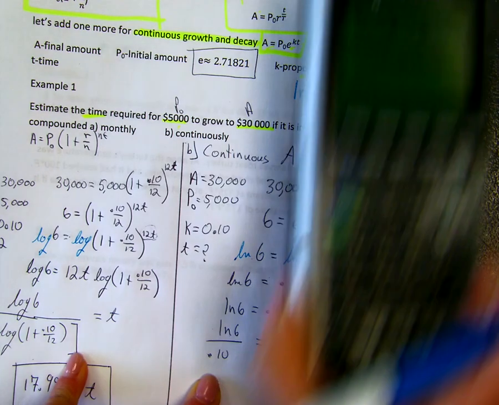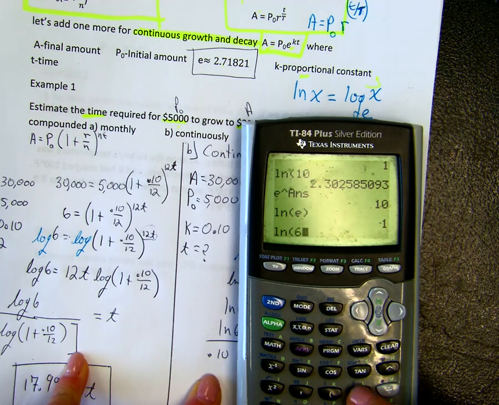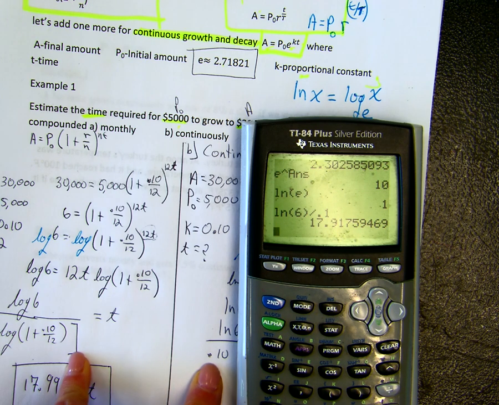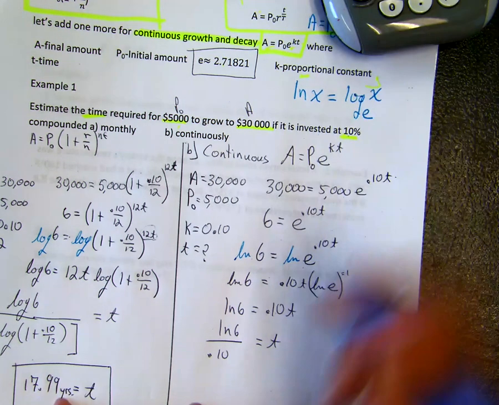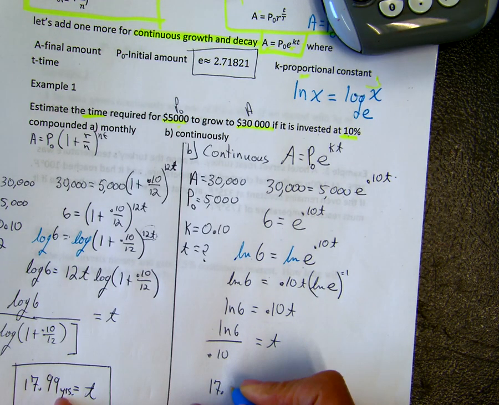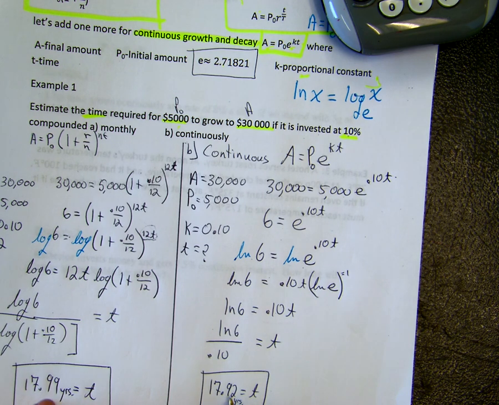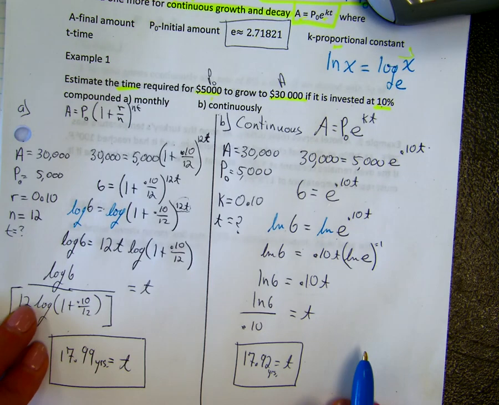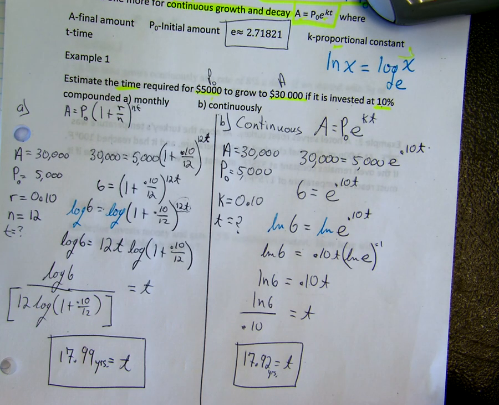So plug that in your calculator. ln 6, close the brackets, divided by 0.1, and I get 17.91759469, and let's just round that off to 17.92 years. Okay, so if we compound our interest continuously, it takes a little less time for us to get to $30,000. Okay, over the page, let's look at a half-life problem.